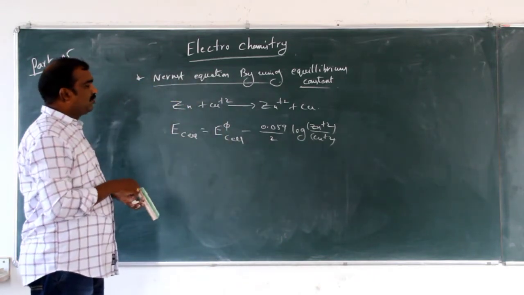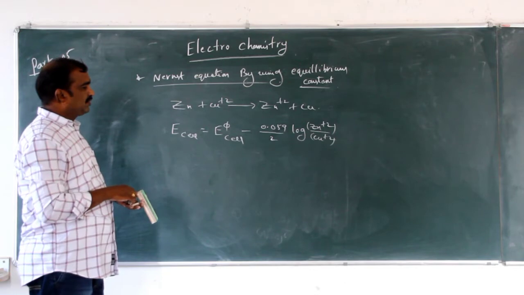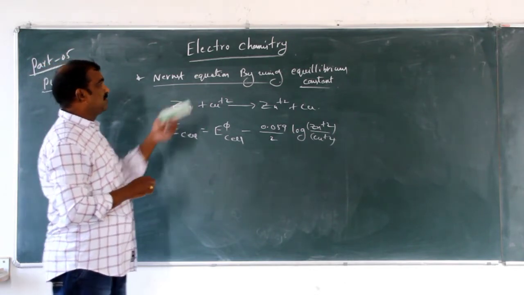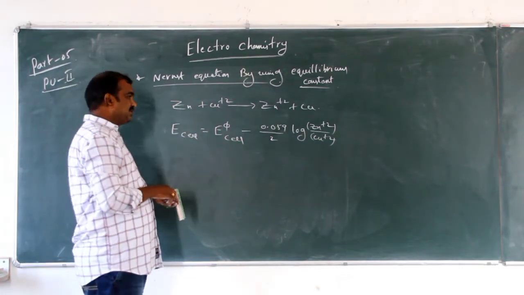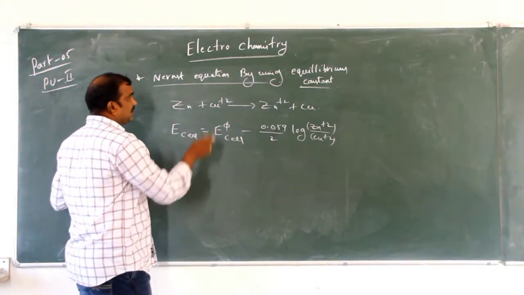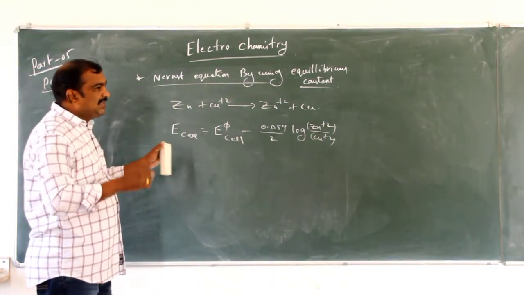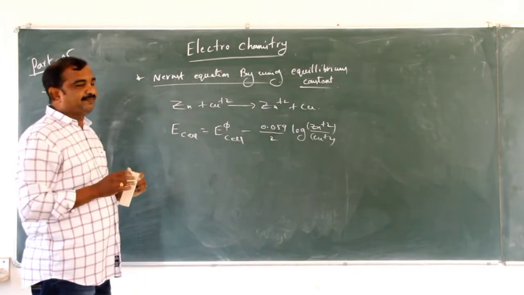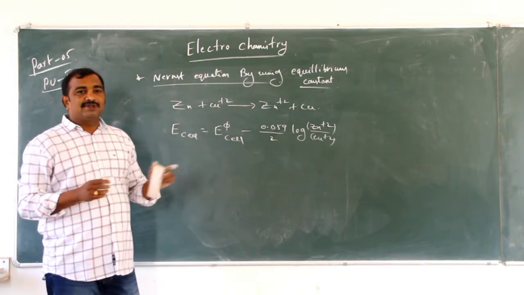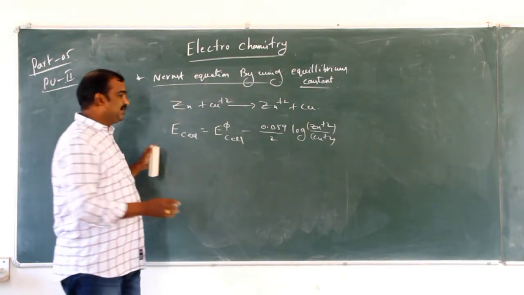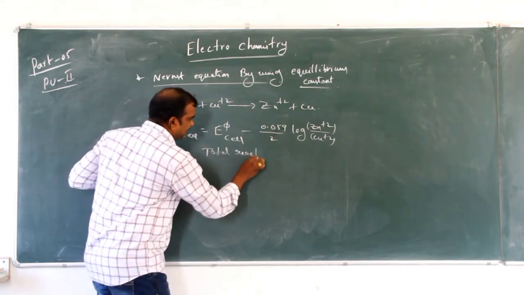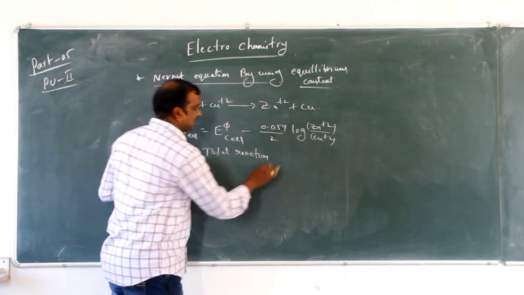Now we are going to write the equilibrium constant for the Nernst equation. If we want to write the equilibrium constant, that means the total reaction should be at equilibrium. The total reaction is at equilibrium.